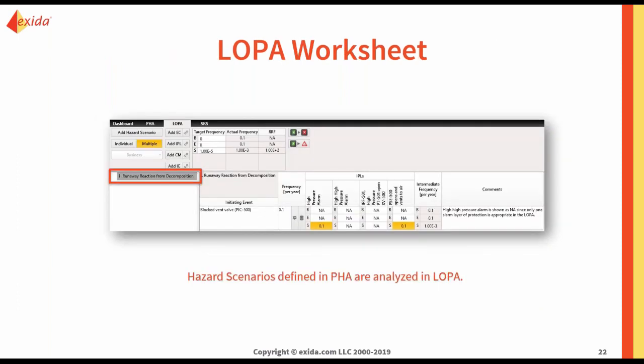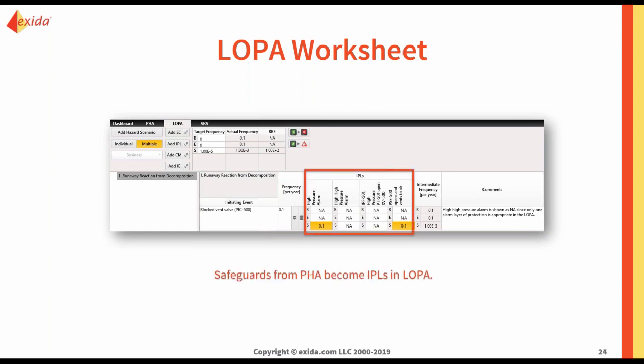Once you get to your layer of protection analysis, it's going to be organized by hazard scenario. And the initiating event here is your cause from the PHA. So you see the exact same cause. Here you're going to give it an actual frequency. So this can come from the database built within the tool or your own database, perhaps simply experience. You can type it directly in.